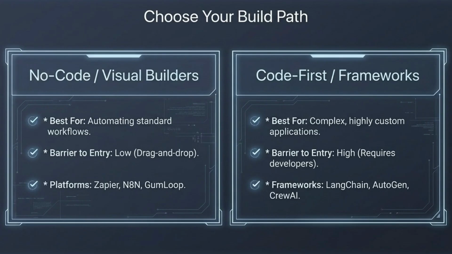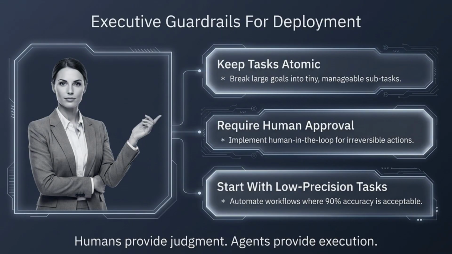When building, choose your path. No-code visual builders are best for standard workflows, while code-first frameworks like LangChain or Crew AI are necessary for complex, custom applications. Finally, implement executive guardrails. Keep tasks atomic, require human approval for high-stakes actions, and start with low-precision tasks. Remember, humans provide the judgment, while agents provide the execution.